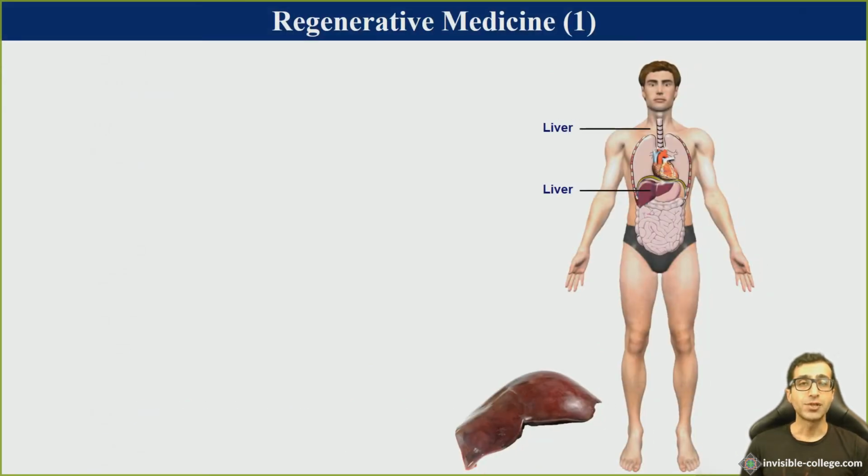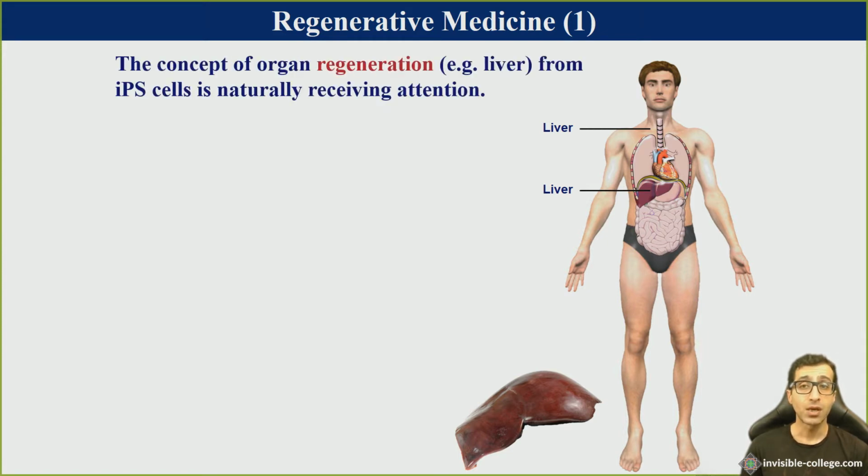So, what are the potential applications of this? Well, the concept of organ regeneration. We know that the liver is one of these organs that can regenerate itself. Potentially, we could get other organs to regenerate themselves after damage. And so, obviously, the application of iPS cells in this context is receiving a lot of attention.